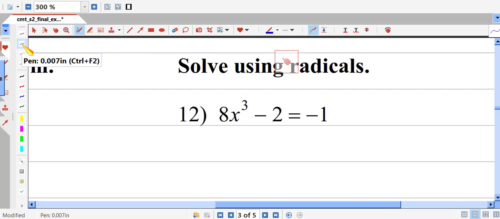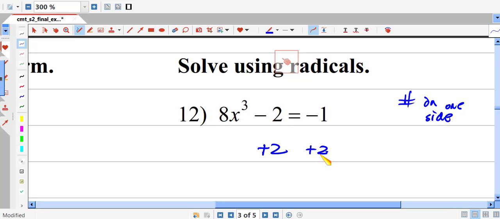Okay, solve using radicals. This is similar to solving by taking square roots, except I do the inverse operation of cubing something, and that's taking the cube root. So I want to get a number on one side of the equation. To do that, I'm going to add the 2. So that's going to give me 8x cubed equals 1.